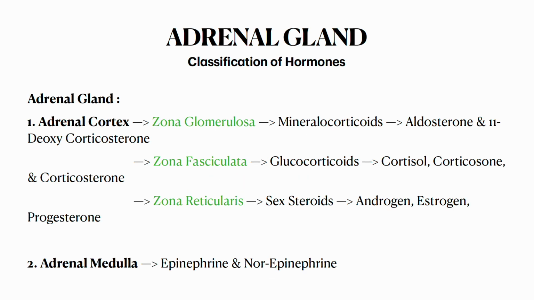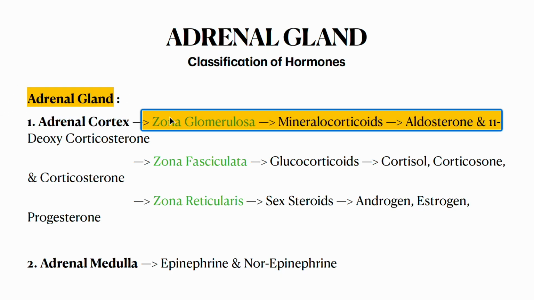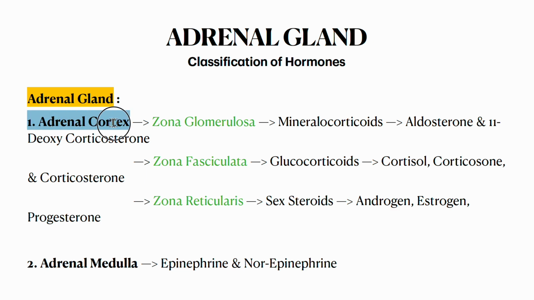So we'll start with the basics, right? The adrenal gland is composed of the adrenal cortex, which is the outer portion of the gland, and the adrenal medulla, which is the inner portion of the gland, right?